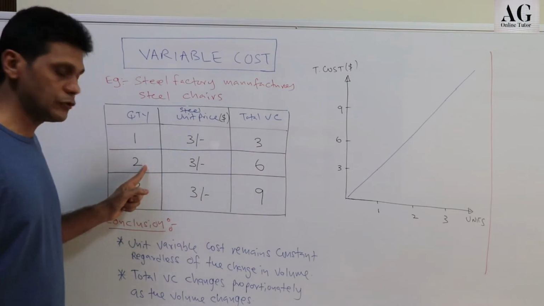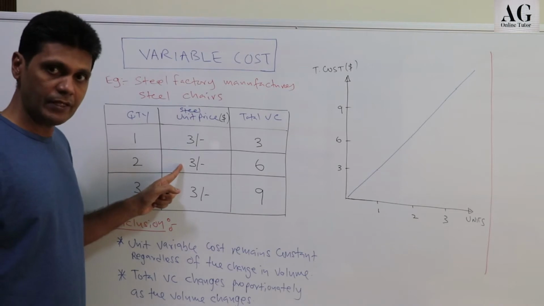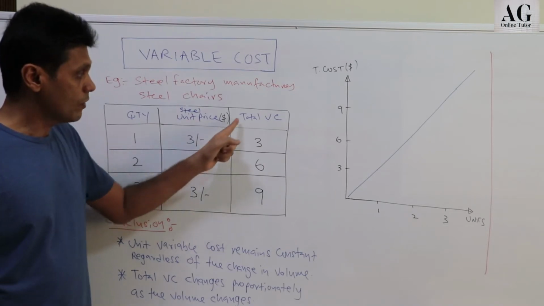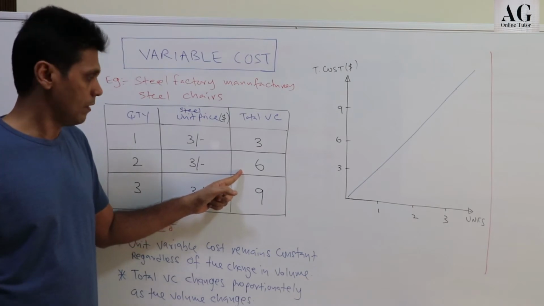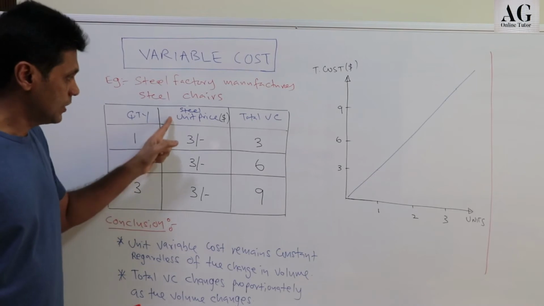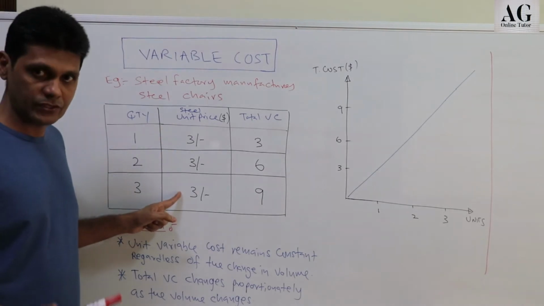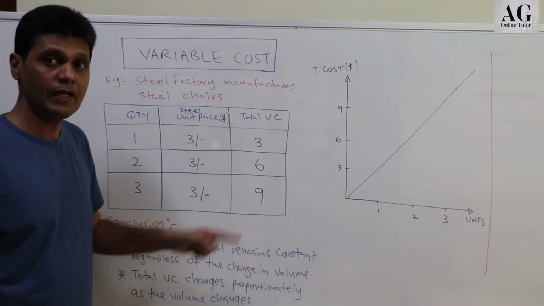When you produce 2 units, the unit price will be the same, it is constant. However, the total variable cost will be $6. And further, if you manufacture 3 units, still your unit cost will be the same, it's constant. However, the total variable cost will be $9.